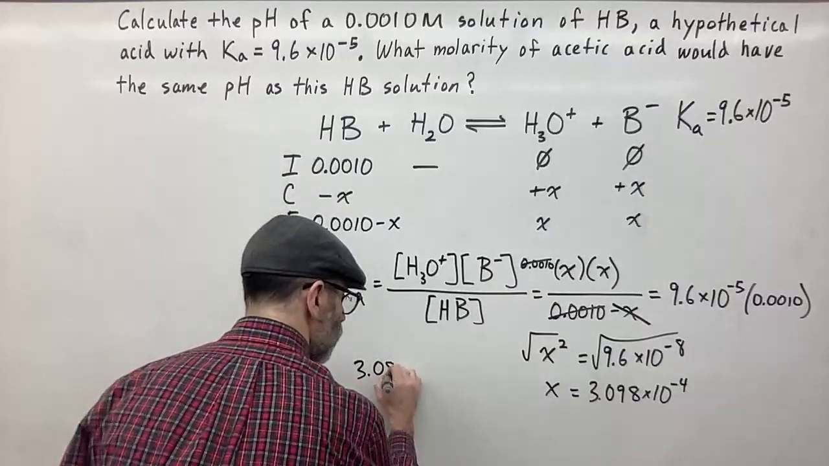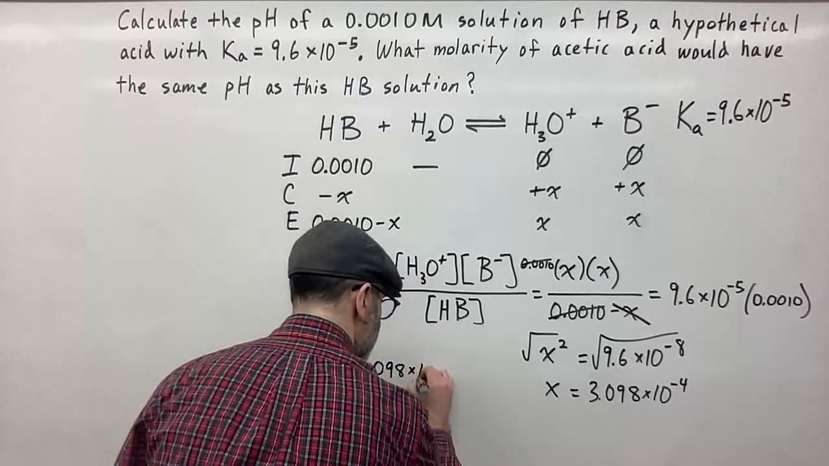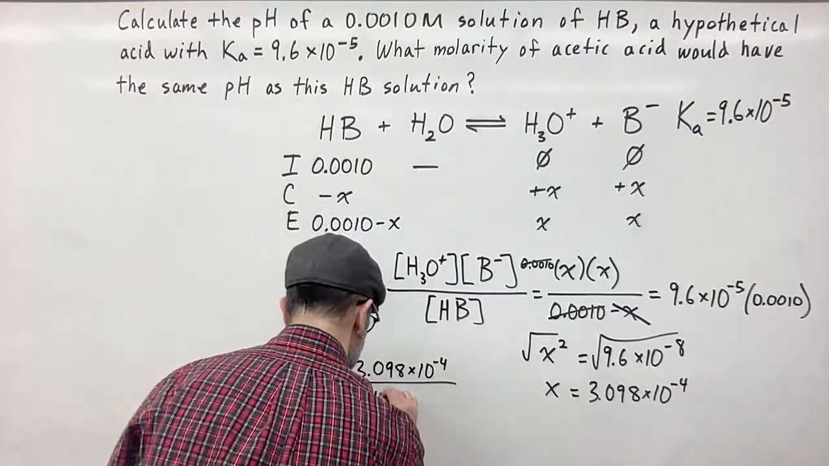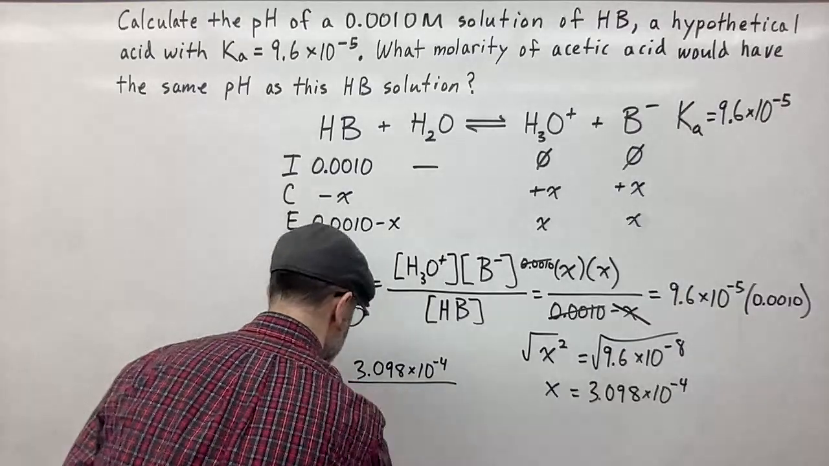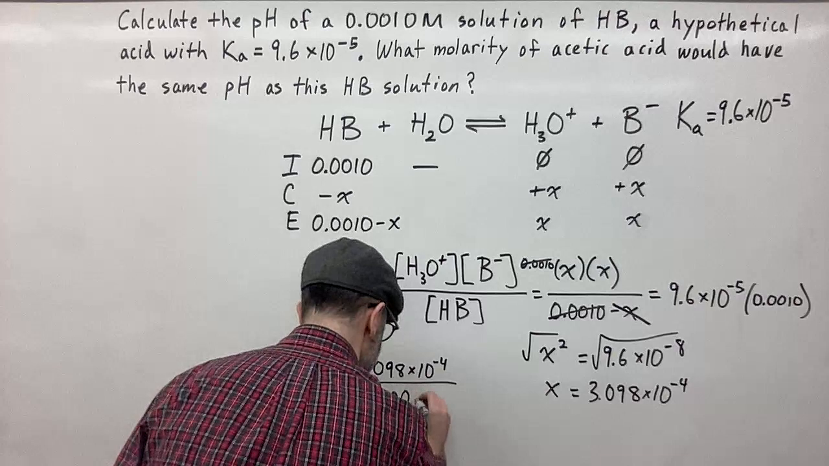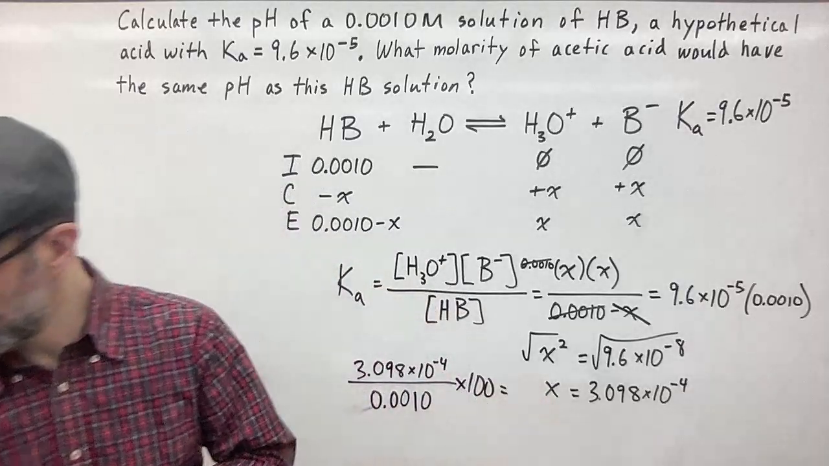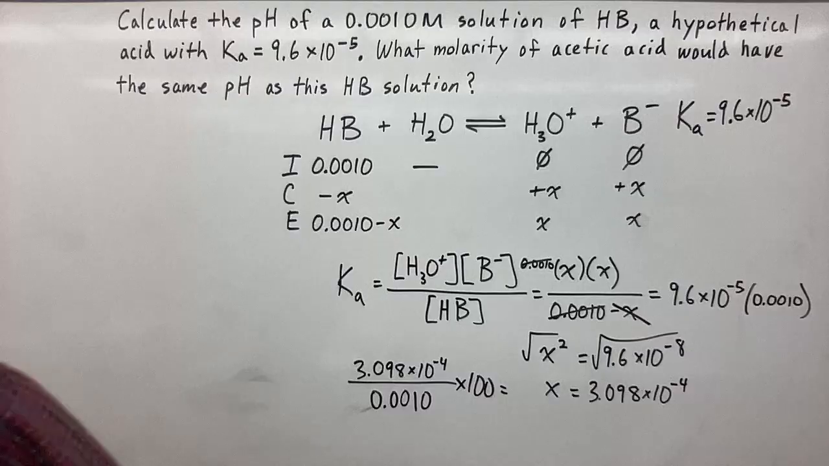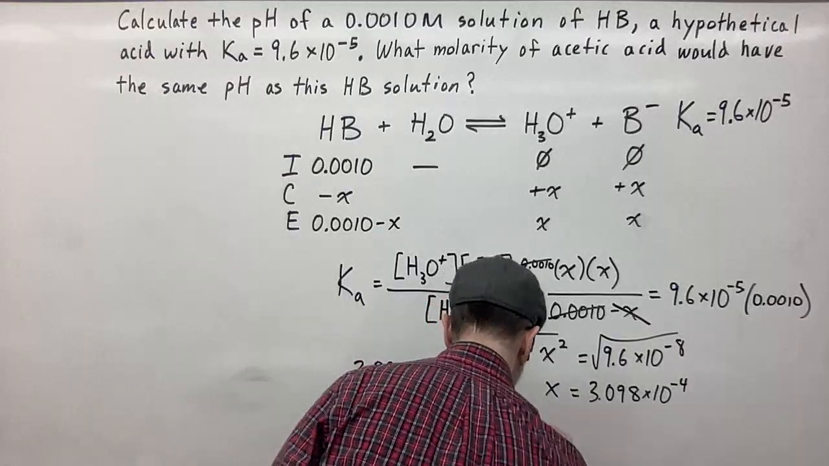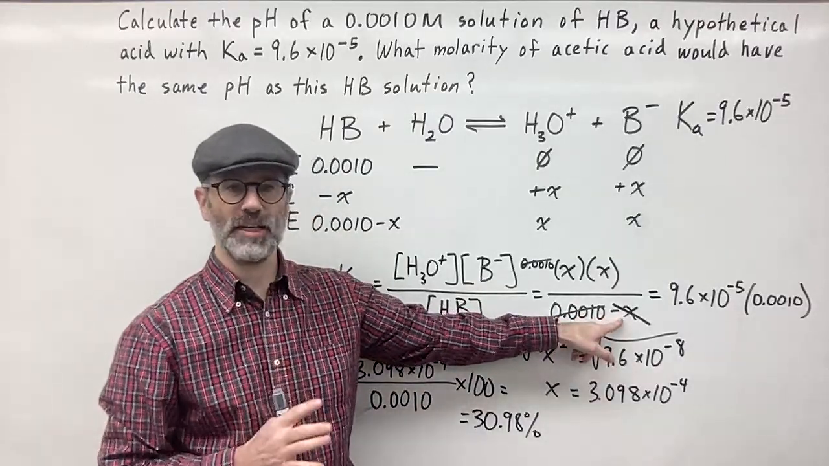That's going to be 0.8 times 10 to the -4, and we're going to divide that by the initial concentration, 0.0010, my bad, and then we're going to multiply by 100, and when we do that, we get 30.98%. So this is equal to 30.98%.